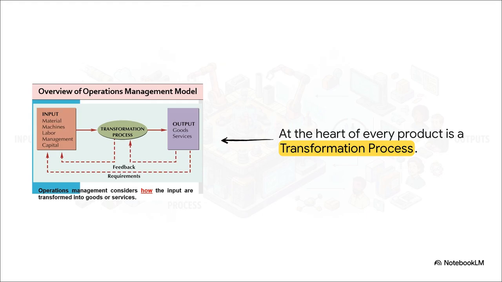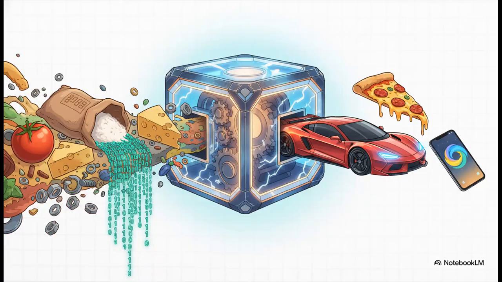Right at the center of this whole model, you've got something called the transformation process. The easiest way to think about it is like a black box. Raw stuff goes in one side, and then something totally different, something valuable, comes out the other. This is the spot where raw ingredients become a delicious pizza. It's where lines of code become a working app, or a bunch of metal parts become a car. This is where the magic really happens.